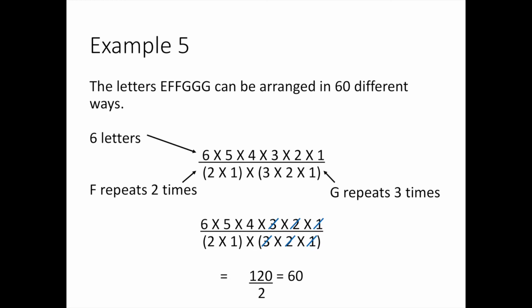Now there's 3 times 2 times 1 in both the numerator and denominator, so they cancel down. That leaves you 6 times 5 times 4 in the numerator and a 2 times 1 in the denominator. So you have 120 divided by 2 to finish off the calculation, which gives you 60 different permutations.